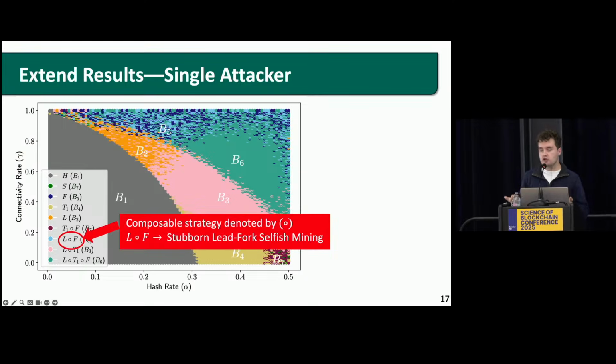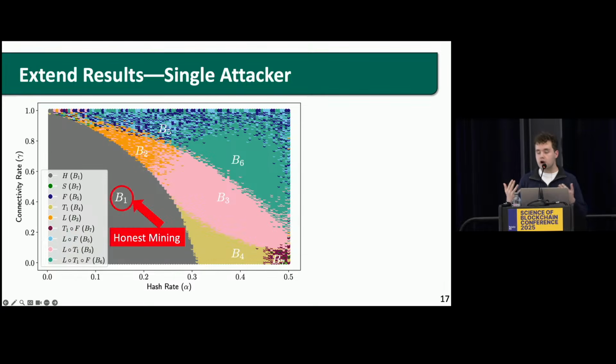And as part of our evaluations, we also consider composable strategies, like those coming from the stubborn selfish mining family. We denote a composable strategy with a circle symbol. For example, L circle F denotes stubborn lead selfish mining, composed of stubborn fork selfish mining. So with all this in mind, in this figure, we map out the full parameter space, examining the dominant strategy.